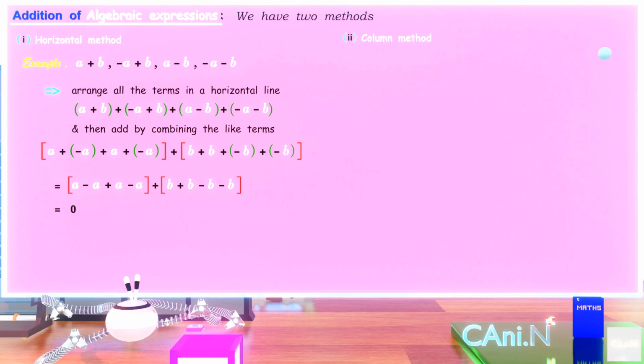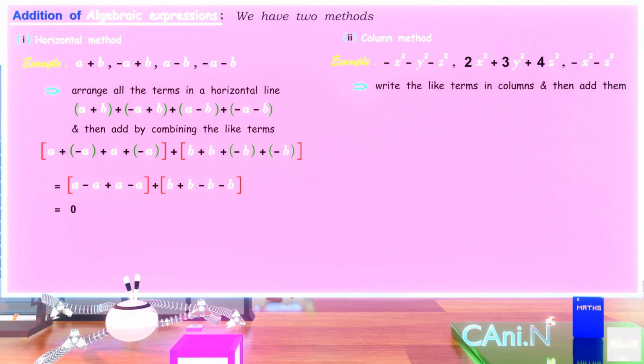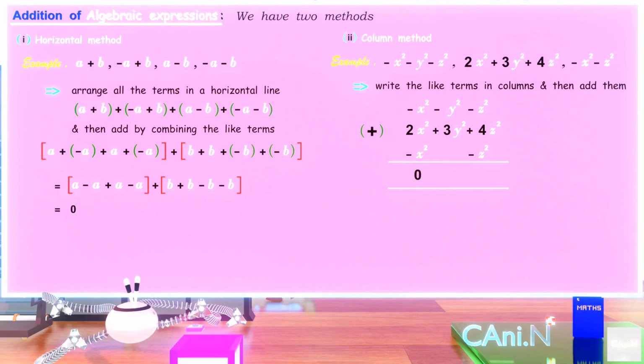Column method. Example: minus x squared minus y squared minus z squared, 2x squared plus 3y squared plus 4z squared, minus x squared minus z squared. Write the like terms in columns and then add them. Minus x squared minus y squared minus z squared. 2x squared plus 3y squared plus 4z squared. Minus x squared minus z squared. After executing the addition operation, we get the result as 0 plus 2y squared plus 2z squared.